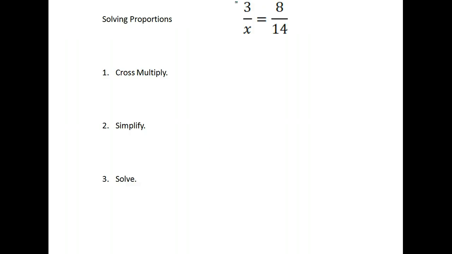Now let's work with some proportions. When you're asked to solve a proportion or solve for a missing part, there's a definite set of steps that you take. First, you cross multiply. So we have a proportion here.